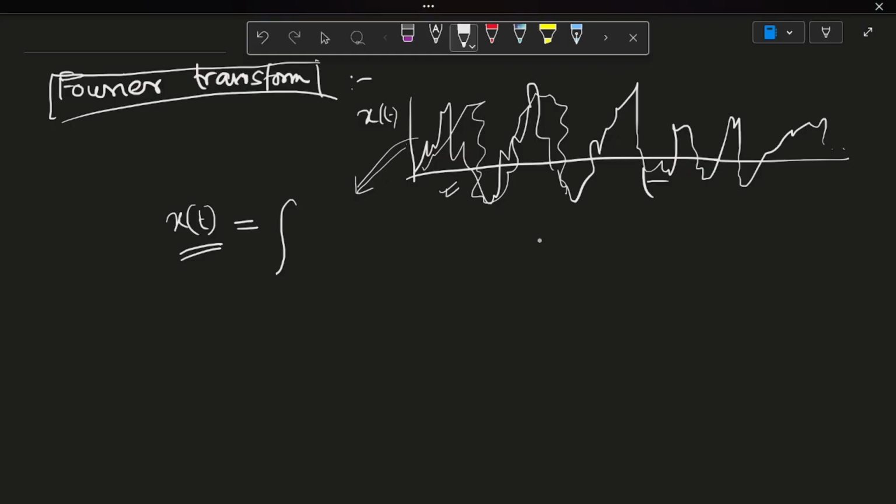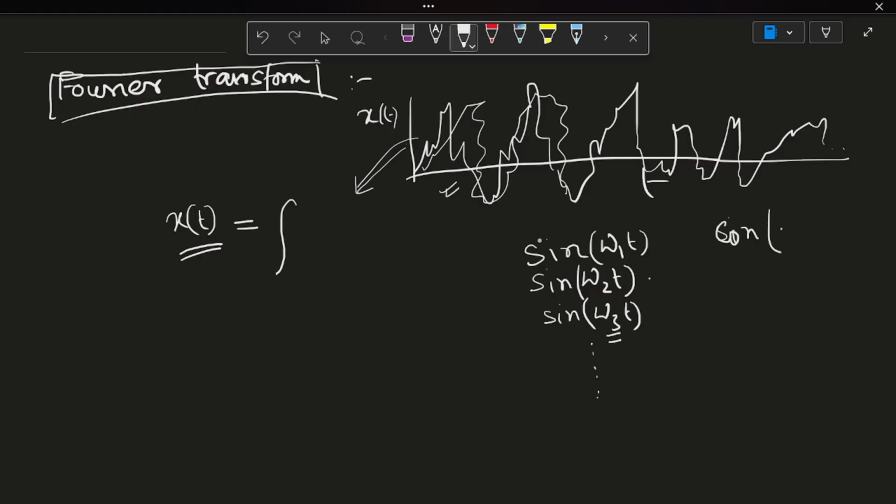Of sinusoidal waves. For example, suppose you have sinusoidal wave of frequency omega 1, so sin omega 1 t. Also, you can write it as a summation plus sin omega 2 t, and you will have sin omega 3 t. Similarly, up to a high frequency you can go, so that is also limited. And there will be cosine also, cosine omega 1 t, cosine omega 2 t, cosine omega 3 t, and so on.